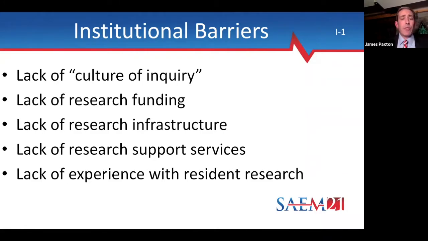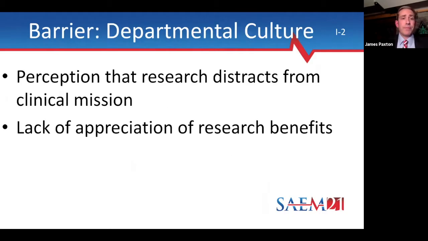Fourthly, lack of research support services, and then finally, lack of experience with resident research in general, and that as an institution. So the first barrier, departmental culture, was mentioned earlier. And I think the way that some people would view this is a perception that research distracts from the clinical mission. I personally work at a very clinical shop, and I do hear from some of my colleagues, luckily not very many, that they feel research is depleting resources that could be used for other things.